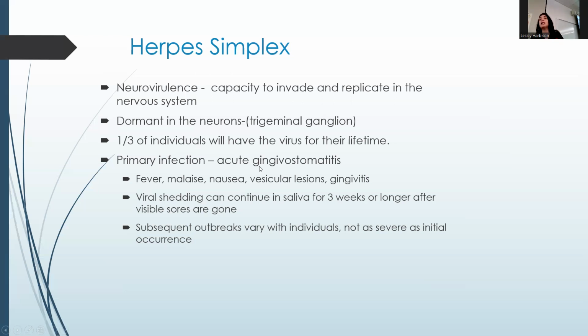The primary infection can cause acute gingivostomatitis. They might have their first outbreak when they're a child, and they could just be like, oh my gosh, swollen gums, swollen mouth, swollen lips, super painful. And then the ones after that might just be like a cold sore. They can feel fever, malaise, nausea, vascular lesions, gingivitis. And this is what's really important to note: viral shedding can continue in the saliva for 3 weeks after the visible sore is gone. That's kind of crazy to think that there's virus in the saliva 3 weeks after.